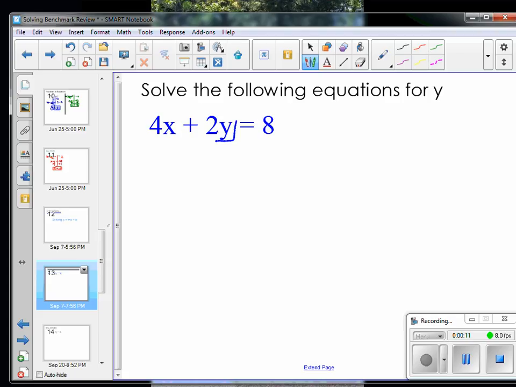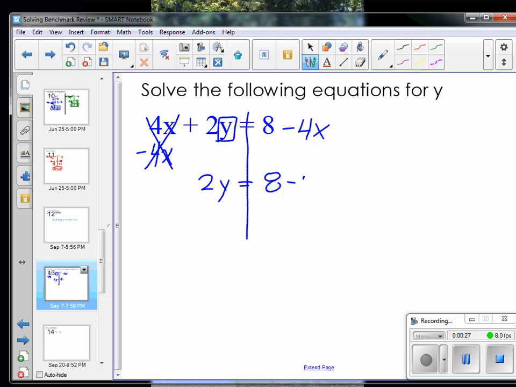We always want to solve for y. So if you remember that song, it's add or subtract the x term. So we're going to subtract the x term in this case because it's a positive. So we're going to get rid of the 4x, copy what's left, 2y equals 8 minus 4x. You cannot combine these. They are not like terms. An 8 cannot be combined with an x.